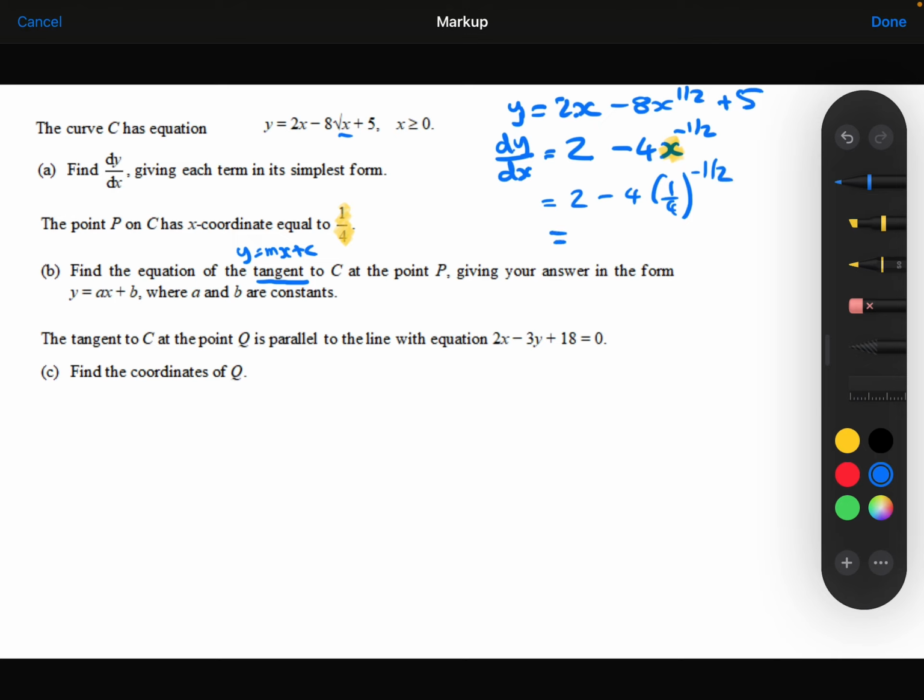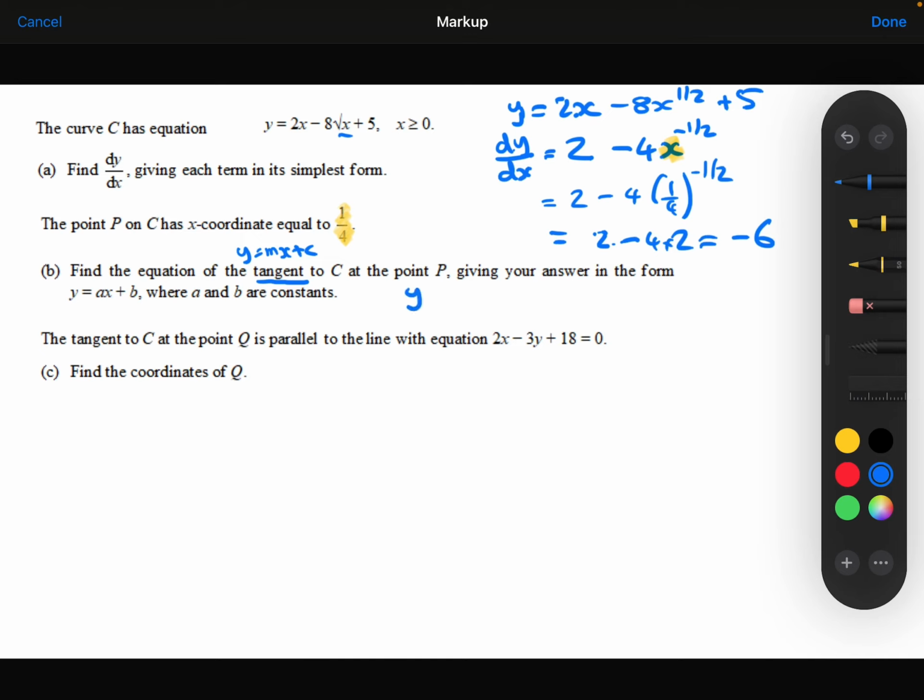So if I do that, 1/4 to the power of minus 1/2 is 2. The 4 times the 2 is 8, so the gradient there is minus 6.